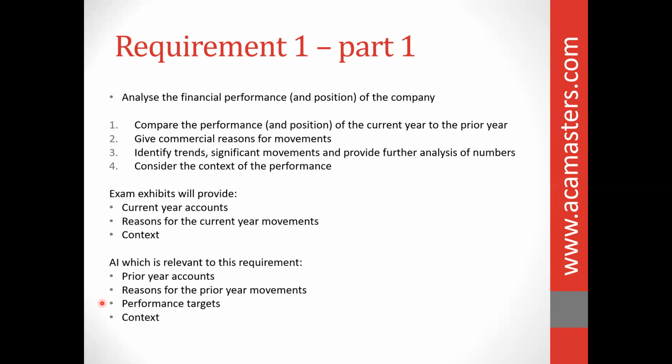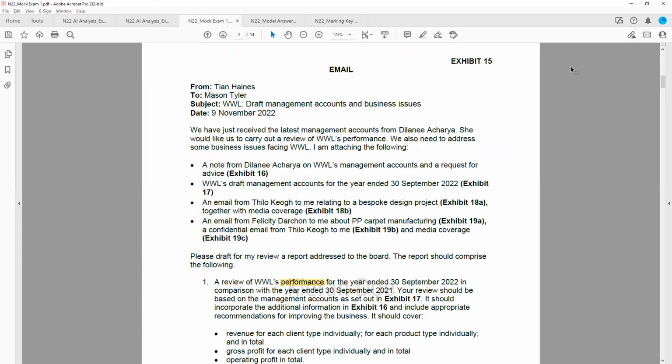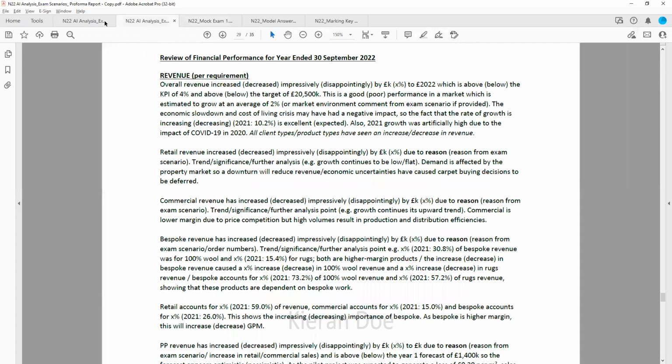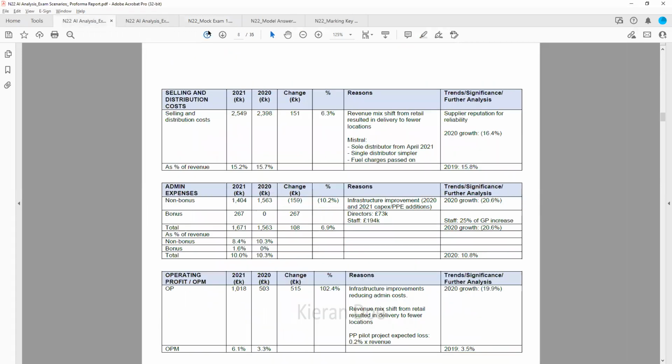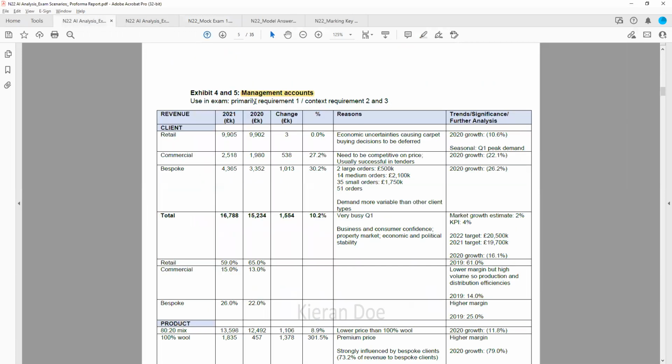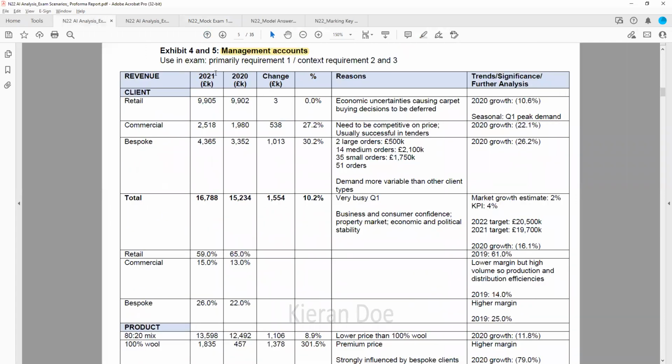Separate exhibits would often give us performance targets and some context points. So we brought that all together in our AI analysis. So when we analysed the management accounts, we looked at the year-on-year movements. Obviously, this is for, in this case, 21 to 22, whereas the exam paper is for 2022. So we were looking at the previous year movements, and we were thinking of reasons why that had changed. And these all came from the AI.